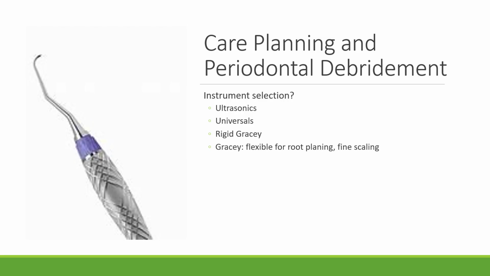You're going to start with your ultrasonics. You're going to go in with your universals and help remove anything that's supra. And then you're going to start to go sub with your rigid Gracies to get rid of those moderate and heavy deposits, and finish off with your regular Gracies to smooth out those root surfaces. Your regular Gracies just, the shanks aren't rigid enough. They won't withstand the pressure of moderate to heavy deposits and trying to remove them.